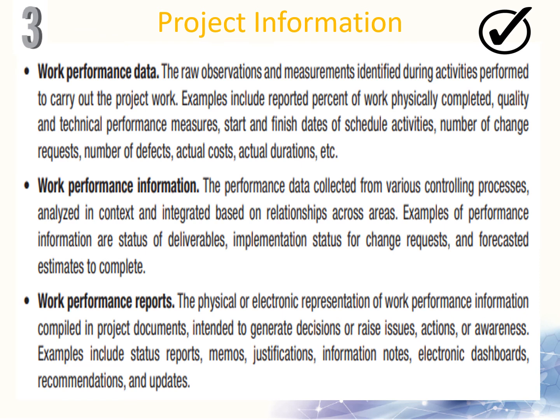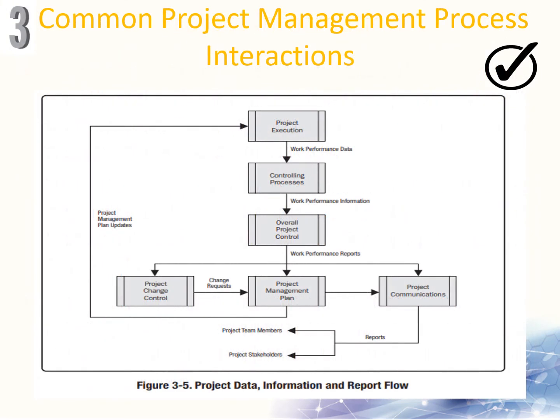The project data are continuously collected and analyzed during the dynamic context of the project execution. As a result, the terms data and information are often used interchangeably in practice. The indiscriminate use of these terms can lead to confusion and misunderstanding by the various project stakeholders. The following guidelines help minimize miscommunication and help the project team use appropriate terminology: work performance data, work performance information, and work performance reports. This will be the project data, information, and report flow of the common project management process interaction.